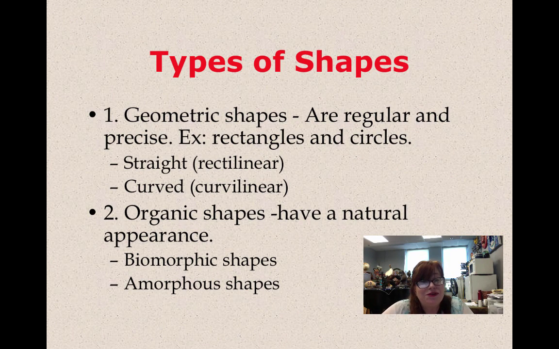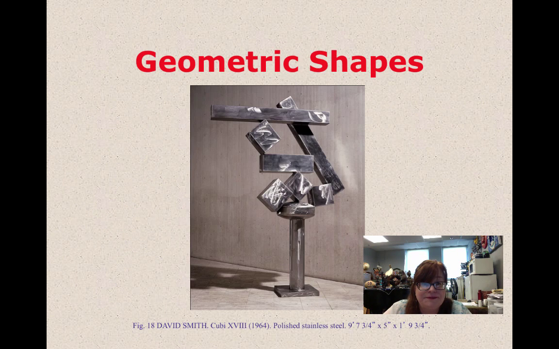All right, so now we're going to look more into the types of shapes. Again, seems elementary, but stick with me. So geometric shapes are regular and precise. So for example, rectangles and circles. They can be straight, which is rectilinear, or curved, which is curvilinear. And then organic shapes are completely different. They can appear in nature. You don't see triangles and rectangles in nature, but you see biomorphic shapes or amorphous shapes in nature.